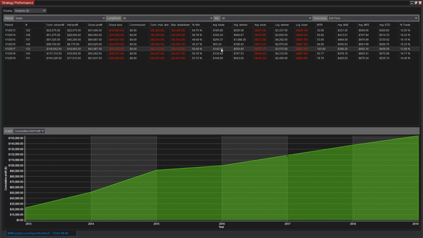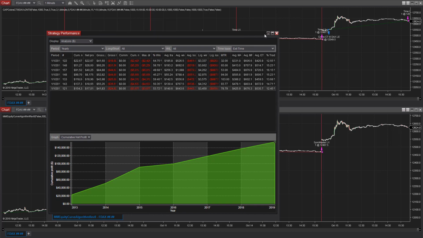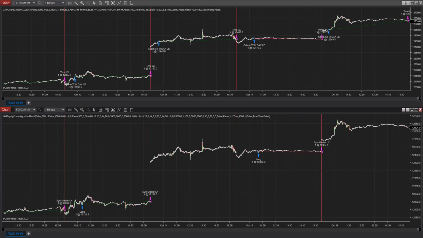The strategy Cobra CT3 DAX is an old strategy we've had over 10 years, and so you see the money management algorithm results are very, very consistent, especially the last few years. This is the money management algorithm, but we're just simply using the pinpoint entry on the money management algorithm. I'm going to show you that next, and so you'll see what I'm talking about.